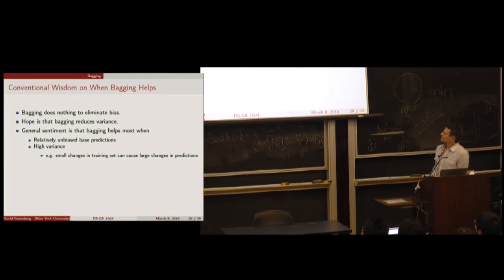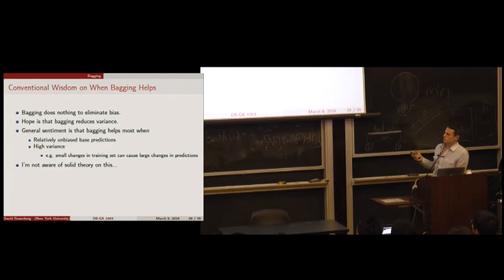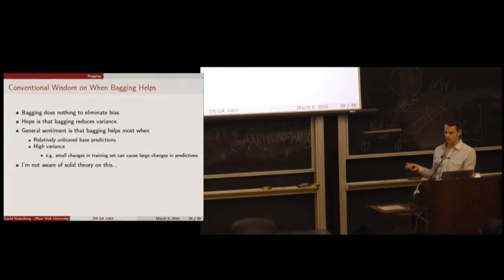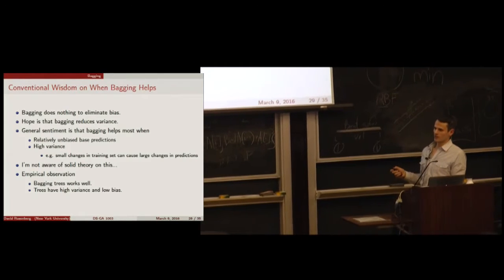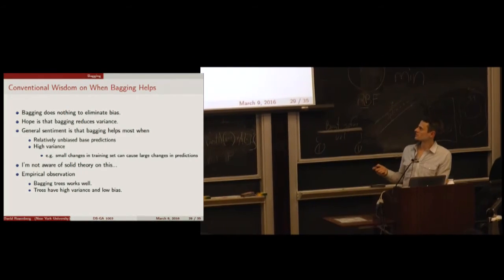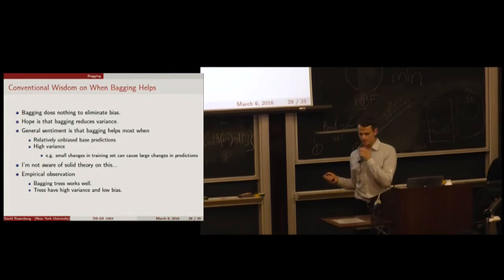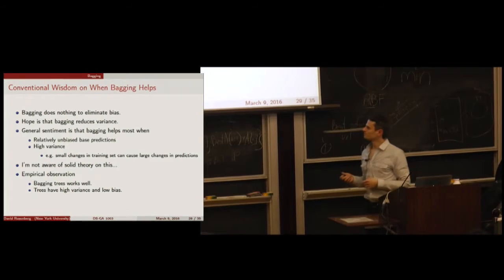So is this true or not? I don't know. But I think where people are getting this from is that bagging works well for trees. So trees have high variance and low bias. So that would be at least one data point to support this general sentiment that you see printed a lot. So try it out. Your mileage can vary.